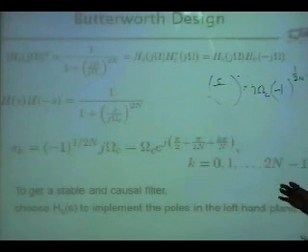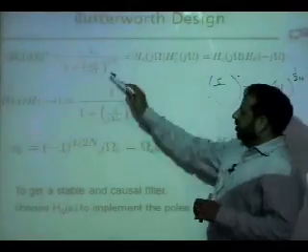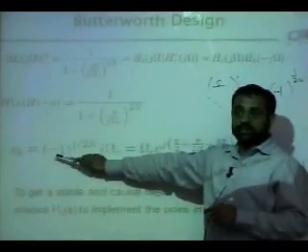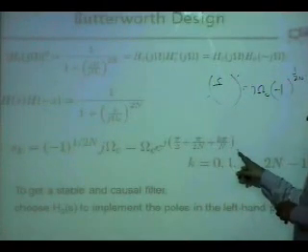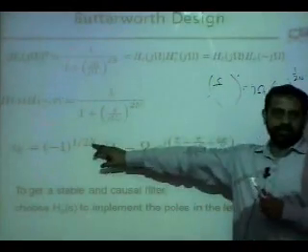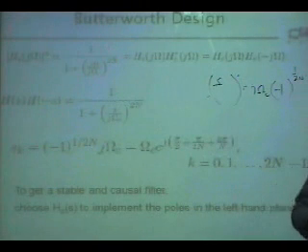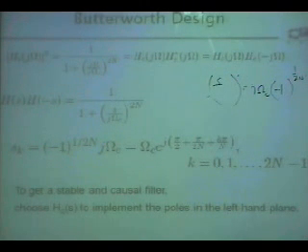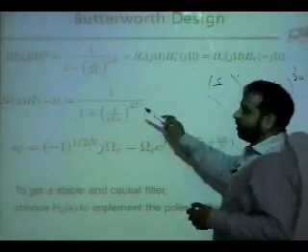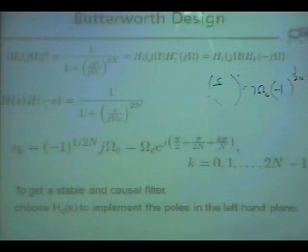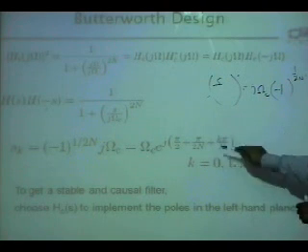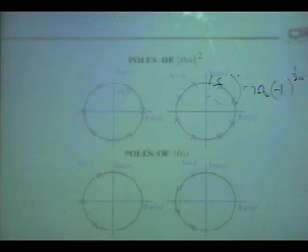You start with this expression, and you come up with these poles. Just remember these are the poles, and just remember this formula. If you know capital N, you can actually plot. If capital N is equal to 1, there are only 2 roots total for this, one for h of s, one for h of minus s. So using this you can now plot.